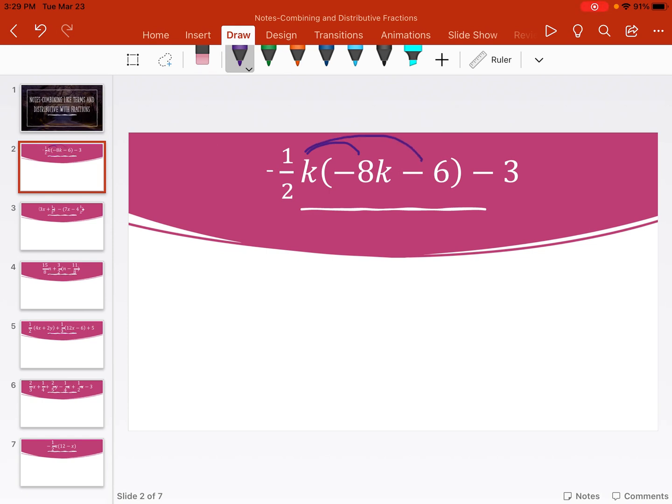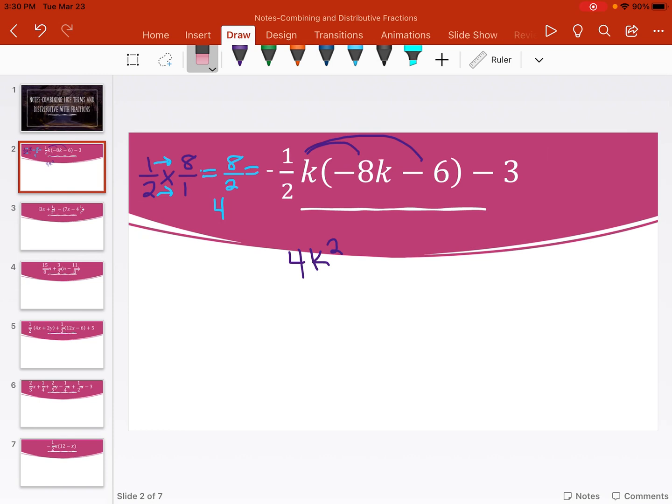So I'm going to do 1/2 times 8 over 1. Remember, you multiply straight across, so we get 8 over 2, which is equal to 4. 8 divided by 2 is 4. So it was a negative times a negative, which makes it a positive 4. k times k, the simplified way to write that would be k squared. So we have 4k squared.